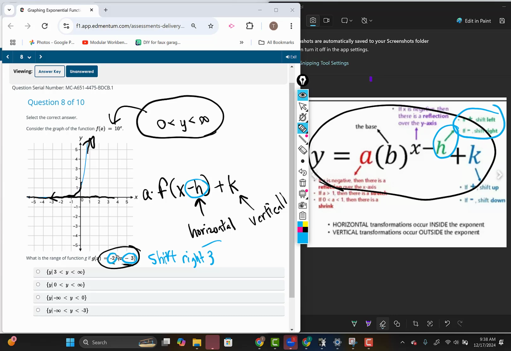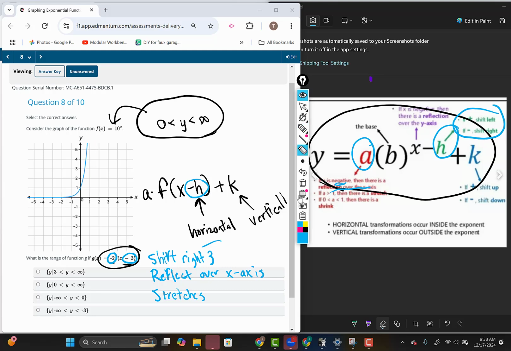This negative 2 out front matches up with the a value. If the a value is negative, then this is a reflection over the x-axis. So we're going to reflect the graph over the x-axis. And then this 2 right here stretches the graph. Now, of these 3 transformations, only one of them actually matters for the range.